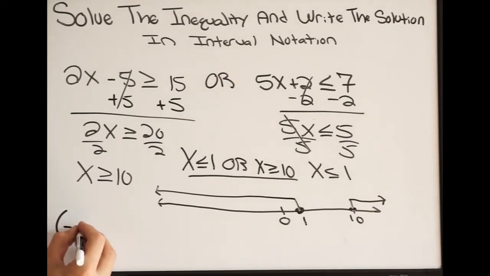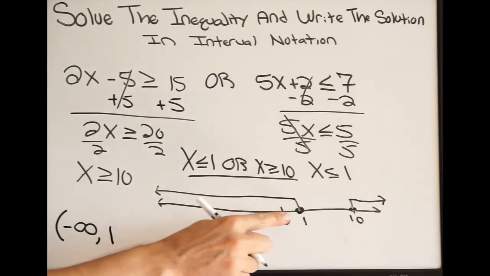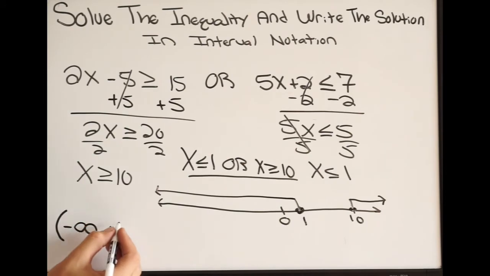So I'm going to put negative infinity, and then comma, meaning to, 1. Now notice here, it's equal to, it's a closed circle. So I'm not going to put a parenthesis here, because that would indicate that I'm going right up to 1, but not on it. In this case, I'm on 1, so instead of using a parenthesis, I'm going to use a bracket. This indicates I'm right on it. Notice the difference between the two.